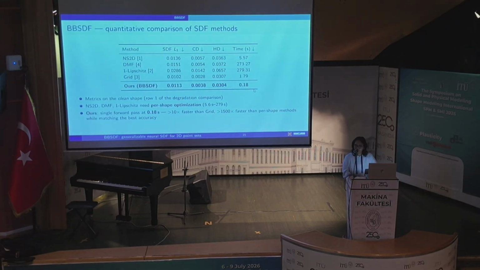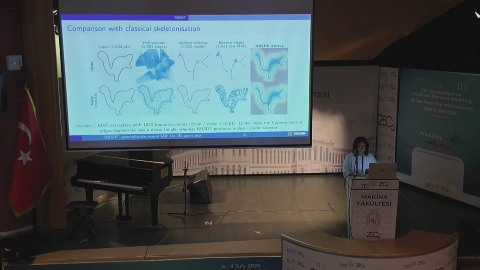The major drawback of the per shape optimization approach is the time required. We predict in one forward pass in only 0.18 second, while most per shape optimization approaches require multiple iterations because they fit one neural network per shape. So it takes from 5 seconds to hundreds of seconds to predict the sign distance field. This is one comparison with the classical Voronoi-based approach. In the presence of noise, clearly they produce many spurious branches, while our approach produces a stable field, and hence the skeleton extracted is stable for different noises.